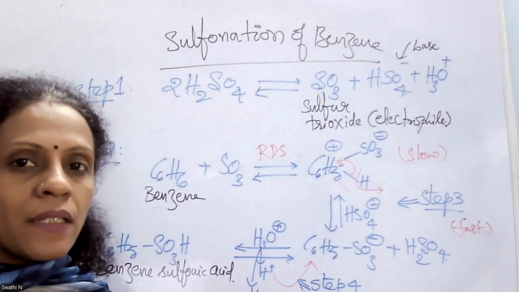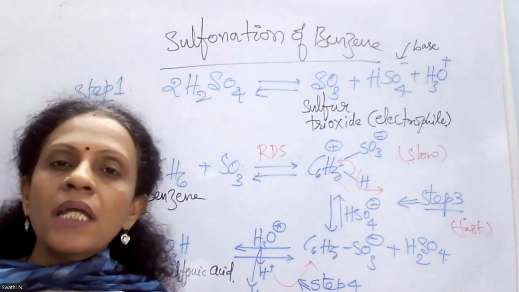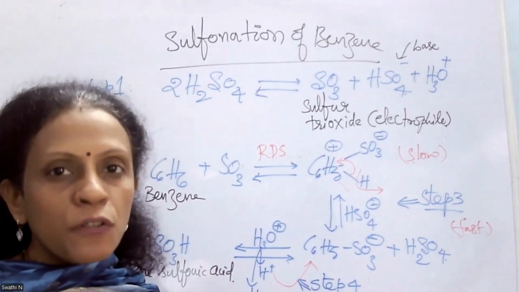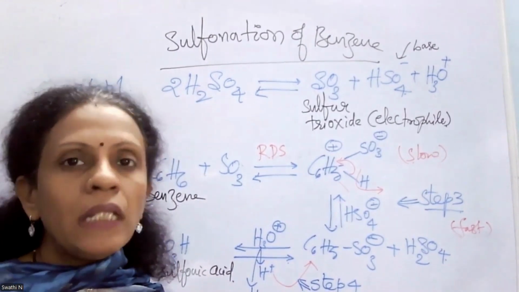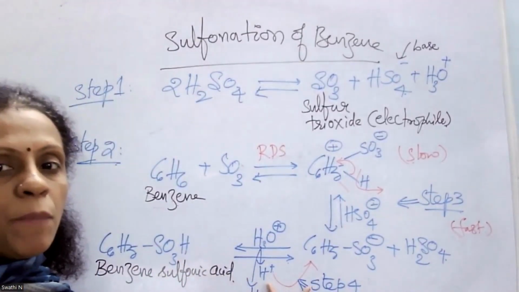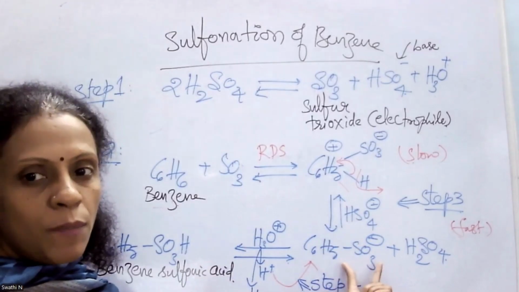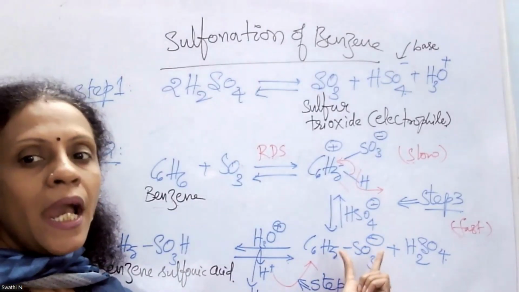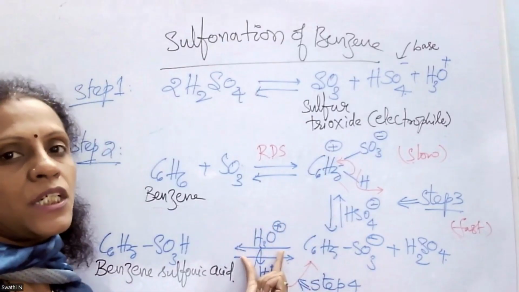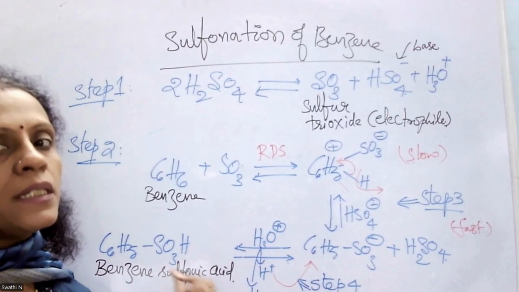So unlike all other electrophilic substitution reactions of benzene, which involve only 3 steps: electrophile generation, attack of electrophile, then deprotonation. But in the case of sulfonation, there will be an additional step where the resulting product in the third step is not a stable product, but is in ionic form. Hence, it will undergo protonation in the fourth step to give the corresponding benzene sulfonic acid as the product.